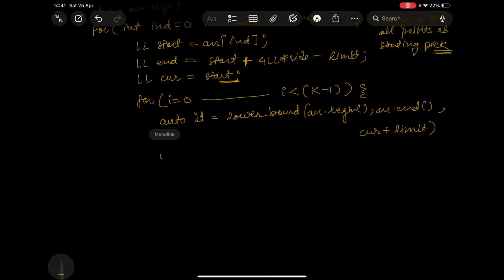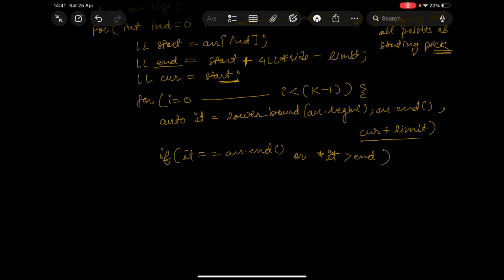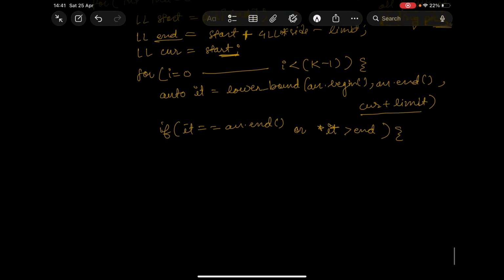So if id is equal to array dot end, which says that there are no points which are greater than or equal to current plus limit, or that we got a value greater than the end value that we have calculated here, which means that we cannot find any further points, we can make our current as -1, indicating that no further points can be found, and we can break from here.